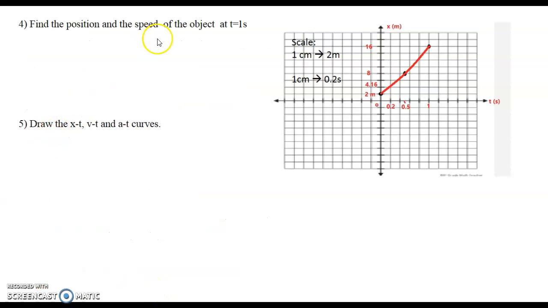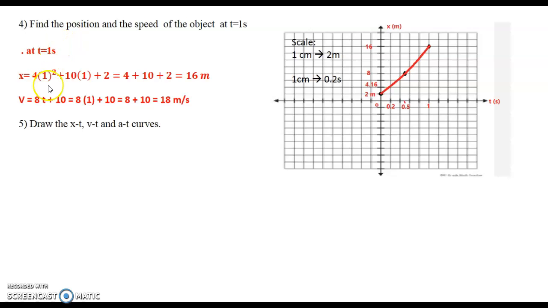Now find the position and speed of the object at t equals 1 second. So t equals 1 second, you do the substitutions in the position-time equation and the speed-time equation. 4 times 1 squared plus 10 times 1 plus 2 is equal to 16 meter, and for the v it's equal to 8 times 1 plus 10 equals 18 meter per second.